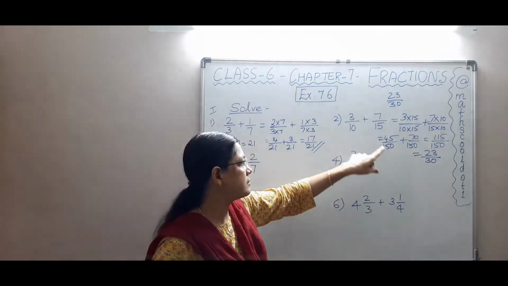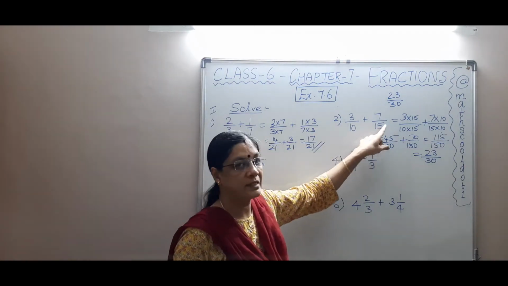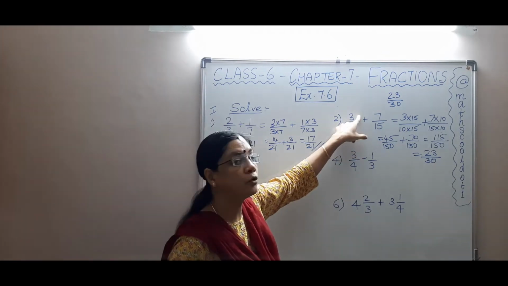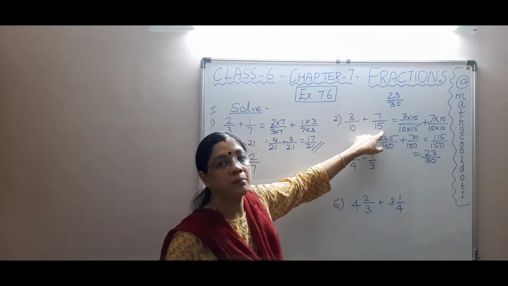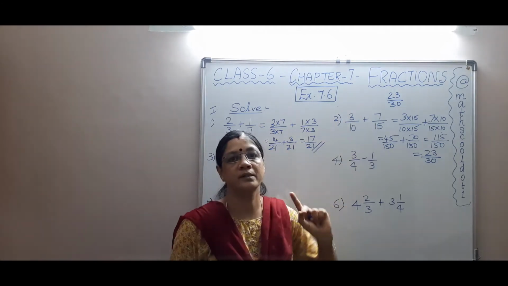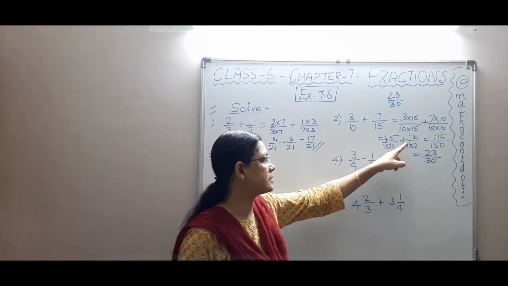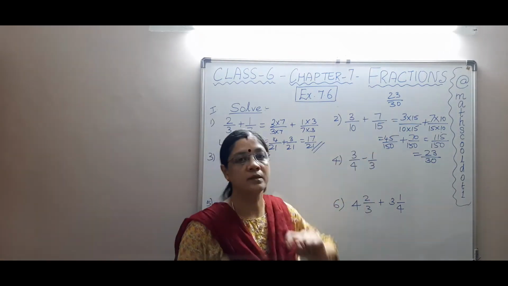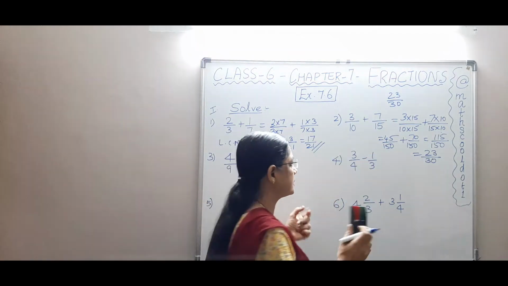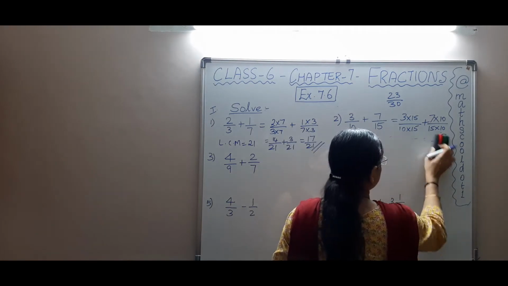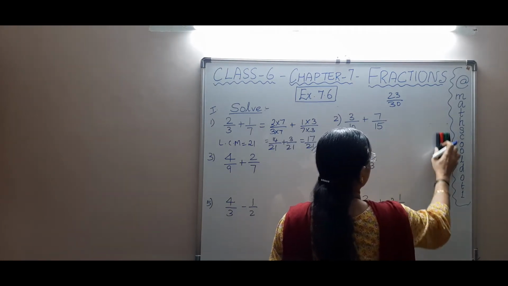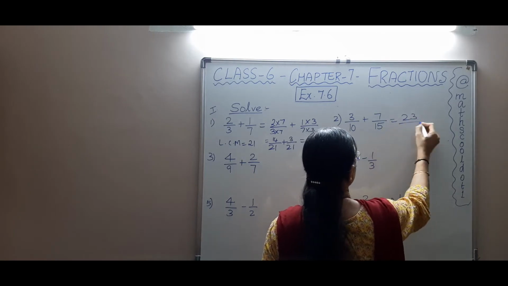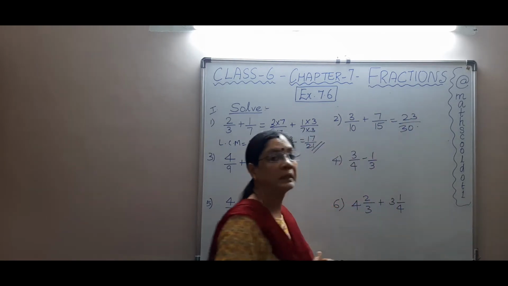Okay, so you just multiply both the denominators, and 10 is multiplied by 15, so multiply the numerator also by 15. 15 is multiplied by 10, so multiply the numerator 7 also by 10, and you will get an answer. You just reduce it, bring it to the simplest form, and you will get the same answer. Okay, you just remember this method too. If at all you find it difficult to find the LCM, you can go by this method. So the answer is 23 divided by 30.